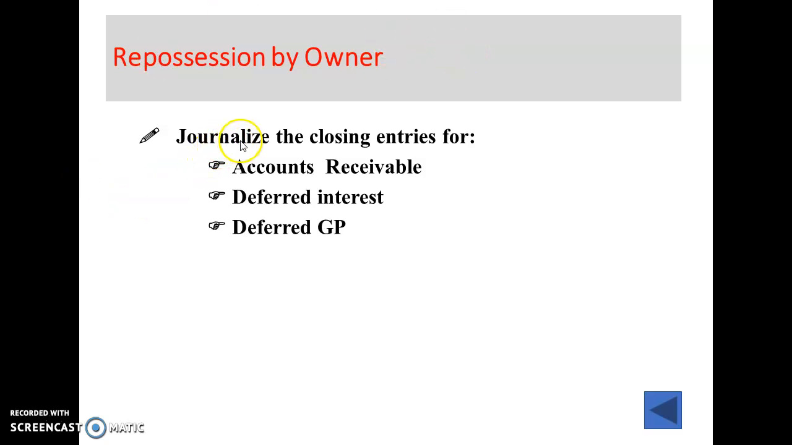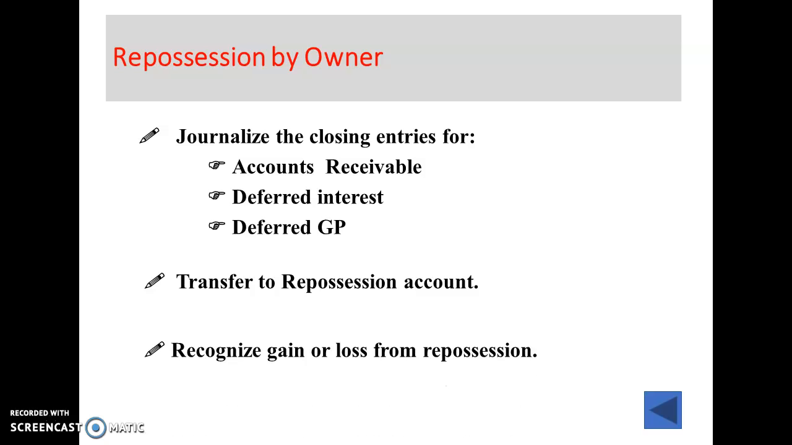So basically what we're going to do in the book of owner is make the closing entry in the book of account receivable, and then make closing entries for the deferred interest. This is the only difference compared to the hirer book. In the book of owner, make sure you also close the deferred gross profit. Any repossession information must be transferred to the repossession account. We create this account temporarily, but later we will close it and transfer it to P&L. At the end, you need to recognize whether there's a gain or loss from repossession.